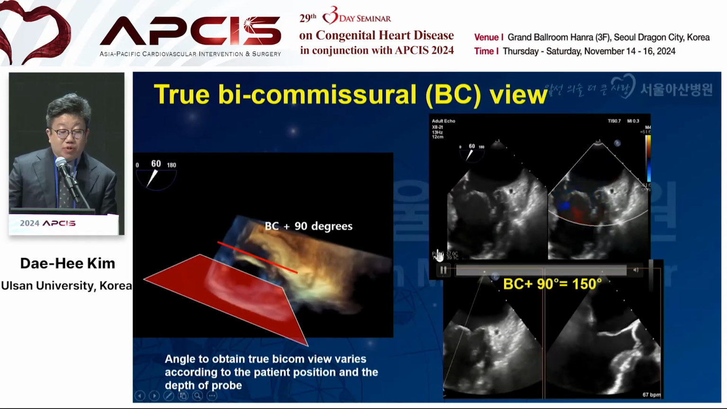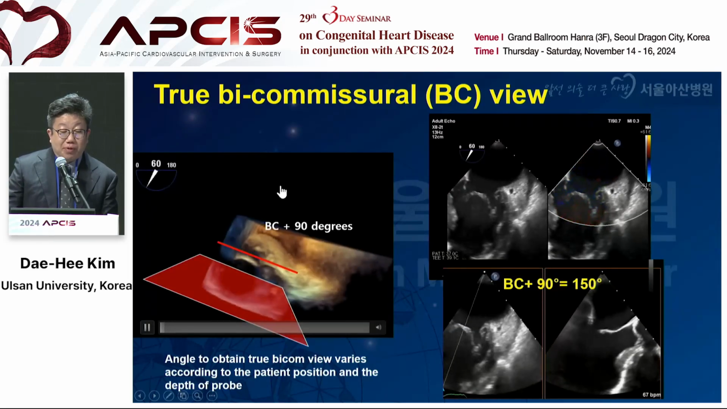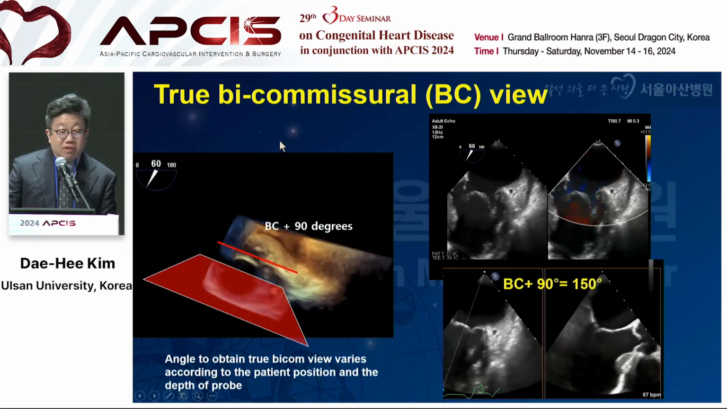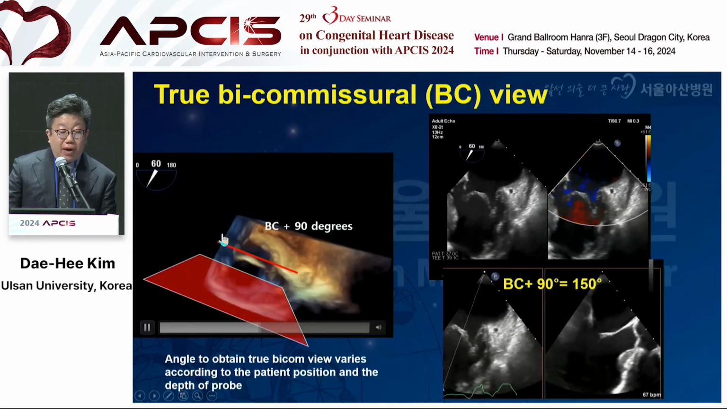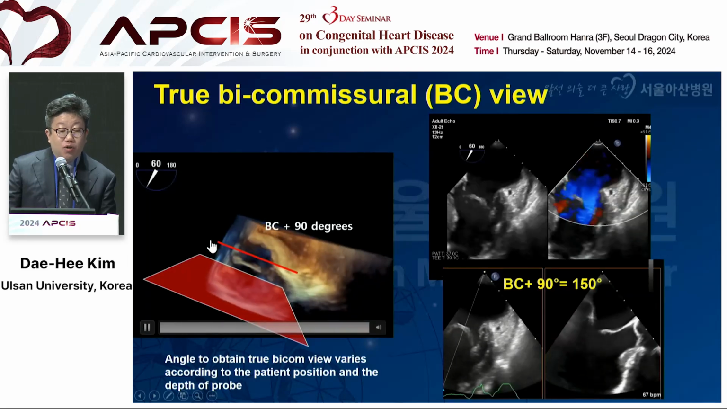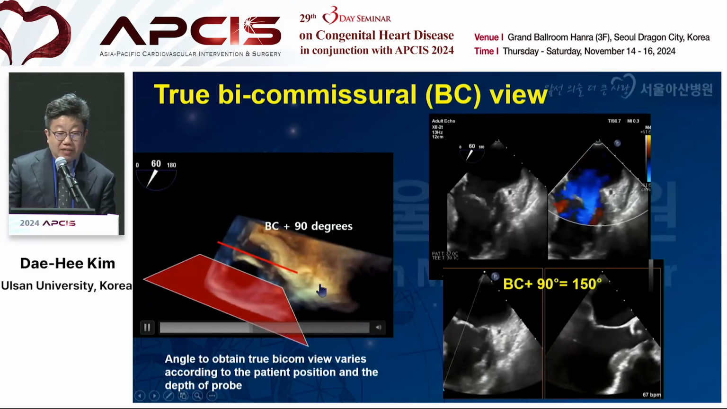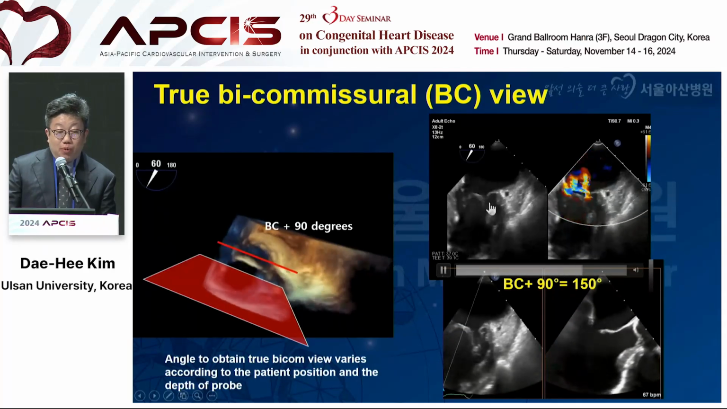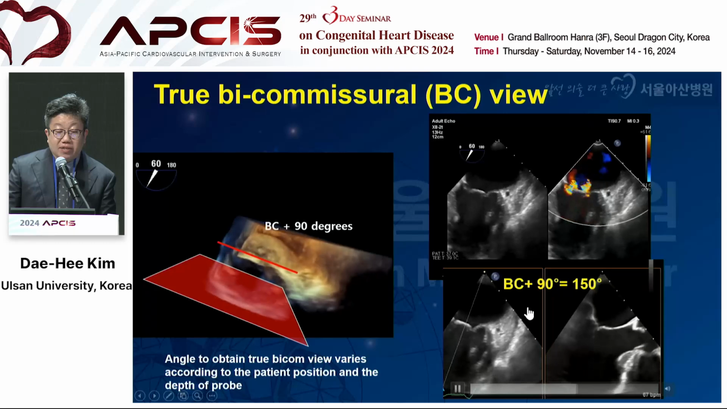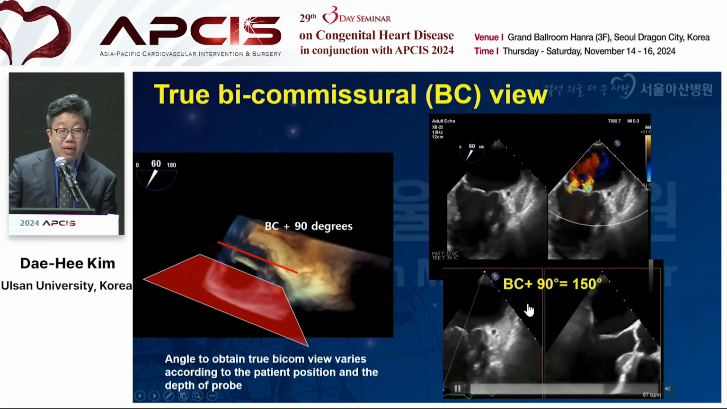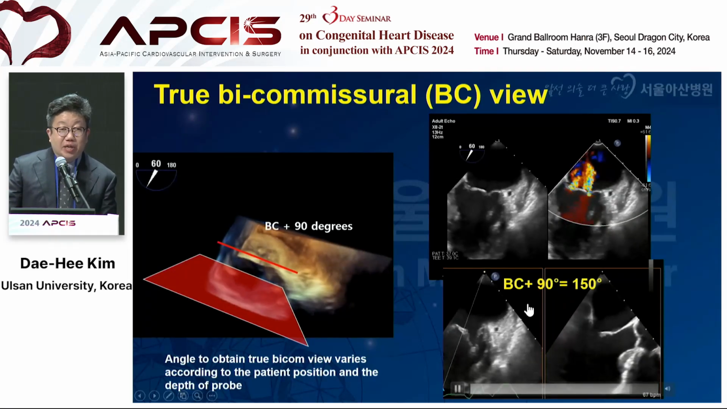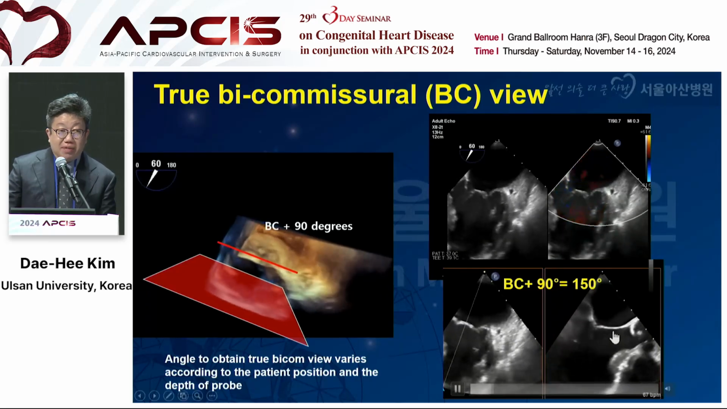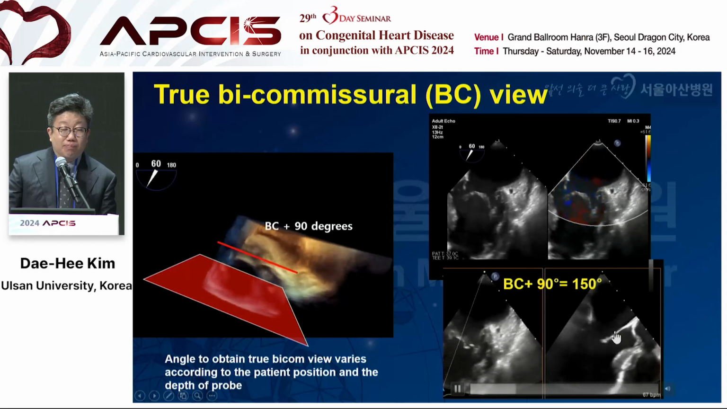Most of all, after septal puncture, the second most important thing is to obtain a true bicommissural view. A true bicommissural view indicates the plane exactly across the two commissure lines like this. After we have obtained the true bicommissural view like this, we apply biplane imaging. Usually biplane imaging produces a 90 degree perpendicular plane, the LVOT view. This is the very second most important thing in the TEER procedure.